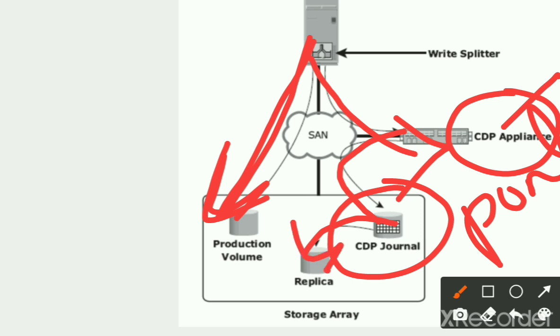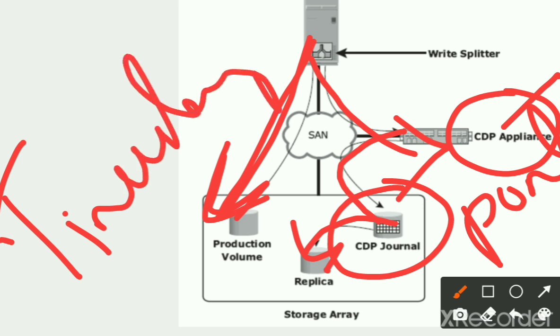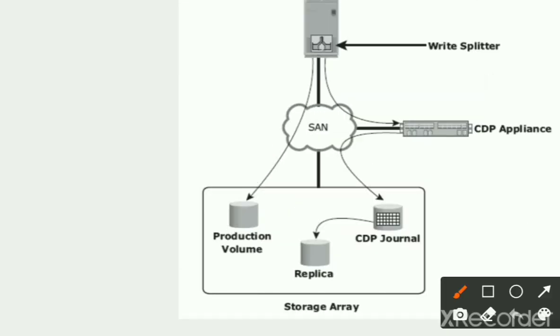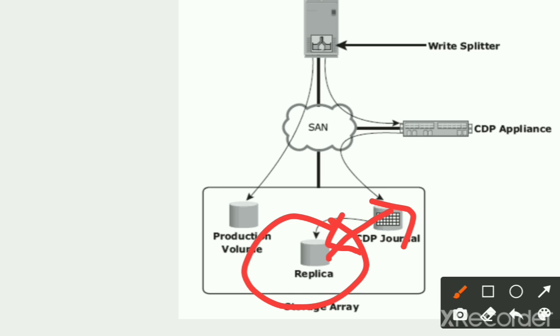So the CDP appliance receives a copy of that write, and it is copied to the journal volume along with the timestamp. Please remember, it is copied along with the timestamp, and the data is moved to the replica. Whenever we try to recover the data from the source, this CDP appliance restores the data from the replica. It takes the data from the replica, and the journal helps check the data that was pointing at that particular point in time.